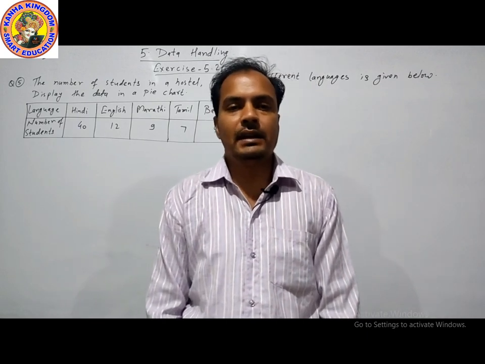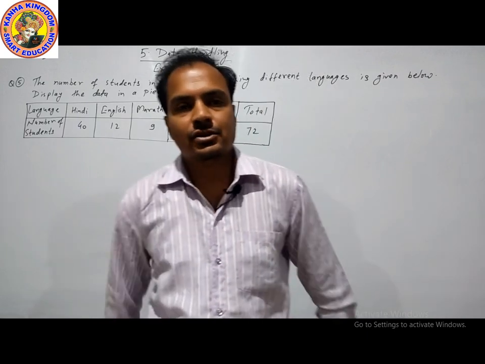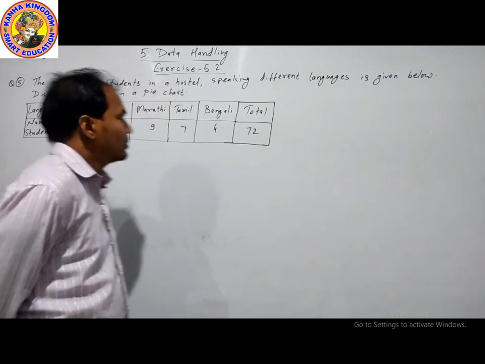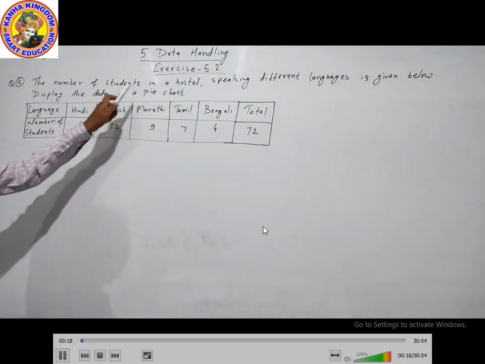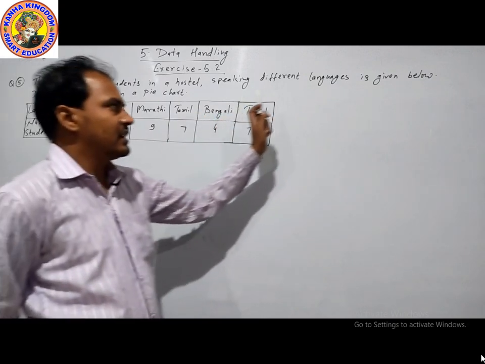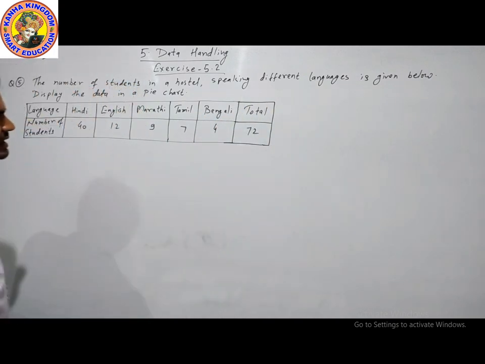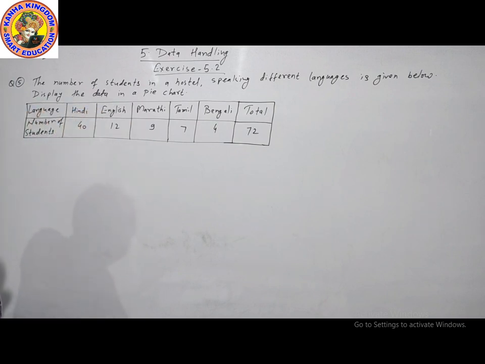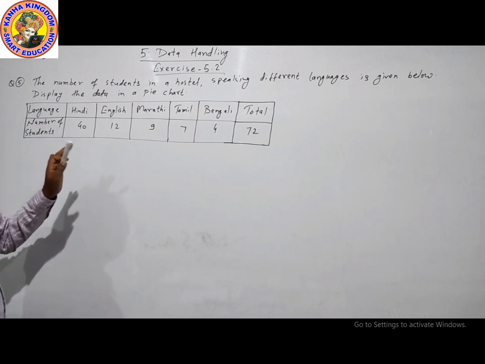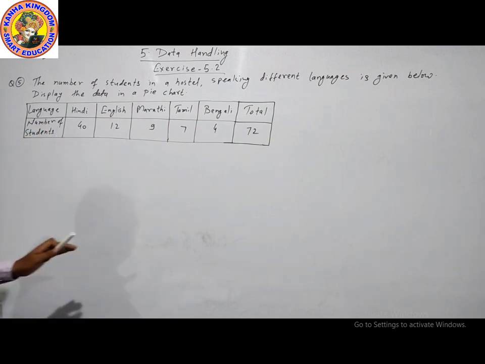Our chapter number 5, Data Handling, exercise 5.2, question number 5. The number of students in a hostel speaking different languages is given below. Display the data in a pie chart. We will draw a pie chart, means circular graph.